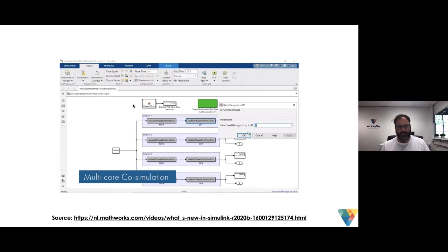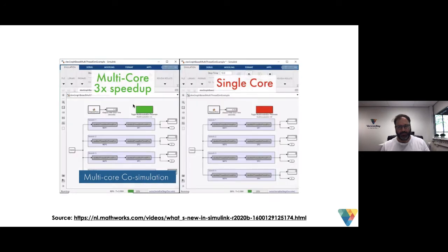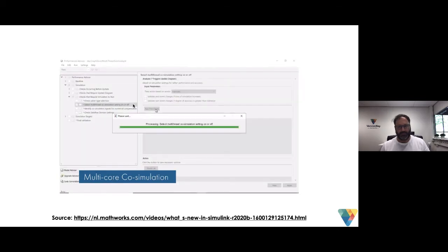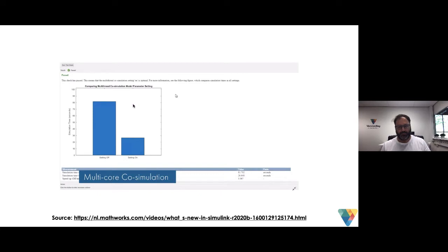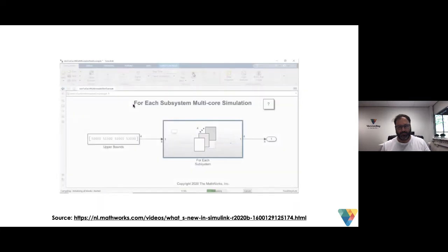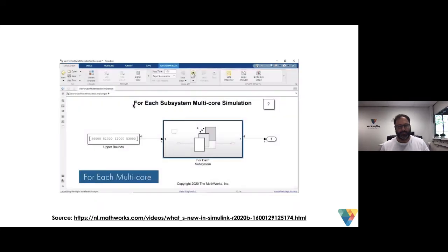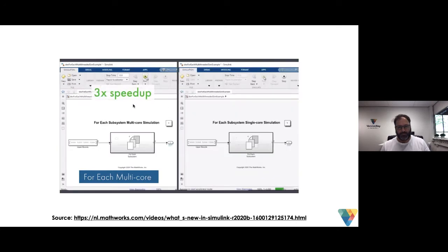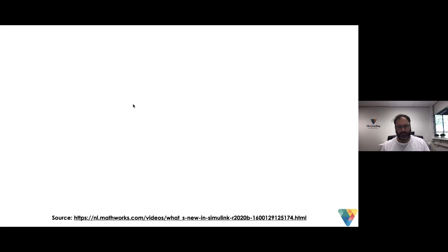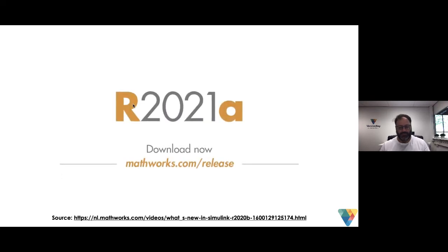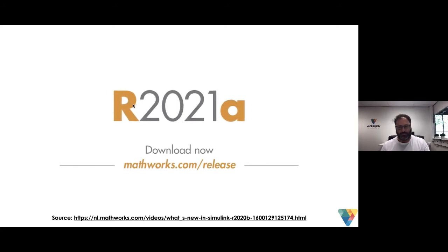Simulink now uses multi-core co-simulation. For this example, it provides a 3x speedup on a 4-core machine compared to using only a single core. There is a performance advisor check to see if this feature can speed up your simulations. For-each subsystems in rapid accelerator mode now run on multiple cores. And by leveraging SIMD instructions on your hardware, you can further speed up your simulations. Learn more about these latest features in our release highlights video and download 21A today.